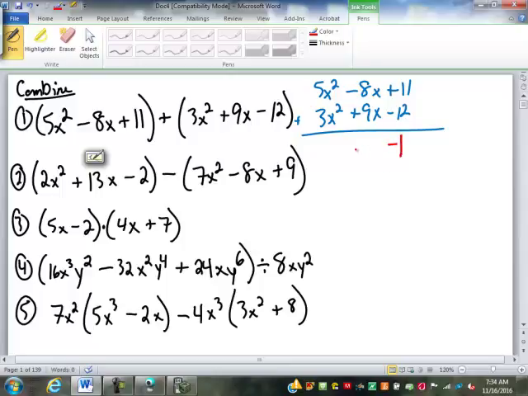Negative 8x and positive 9x make positive 1x, or just plus x. And 5x squared and 3x squared make 8x squared.